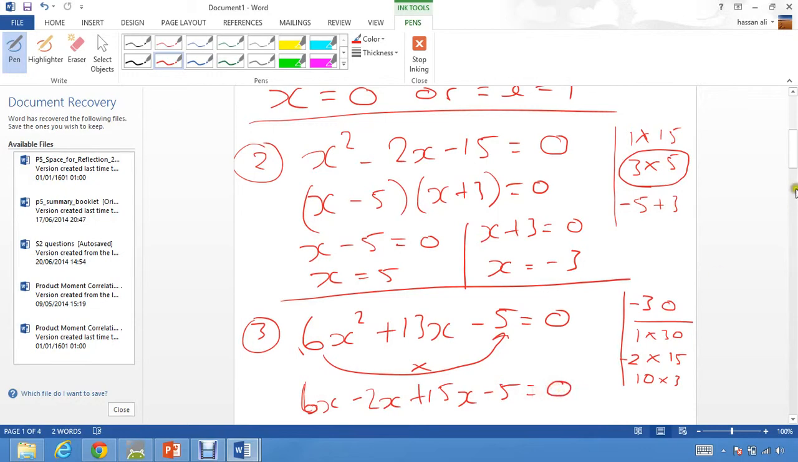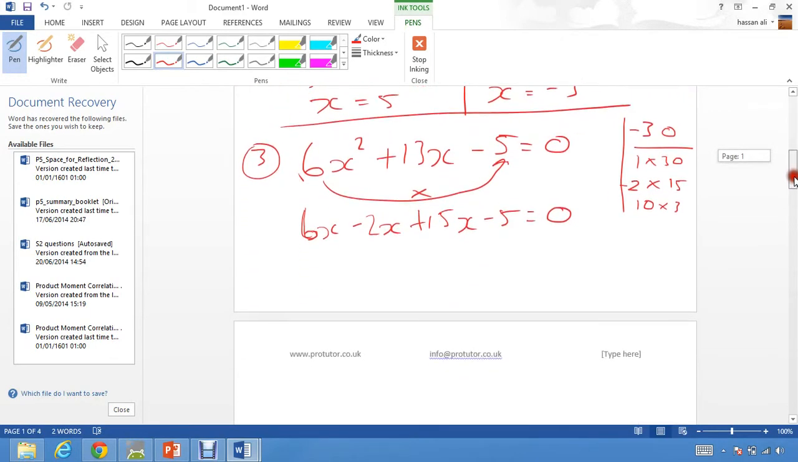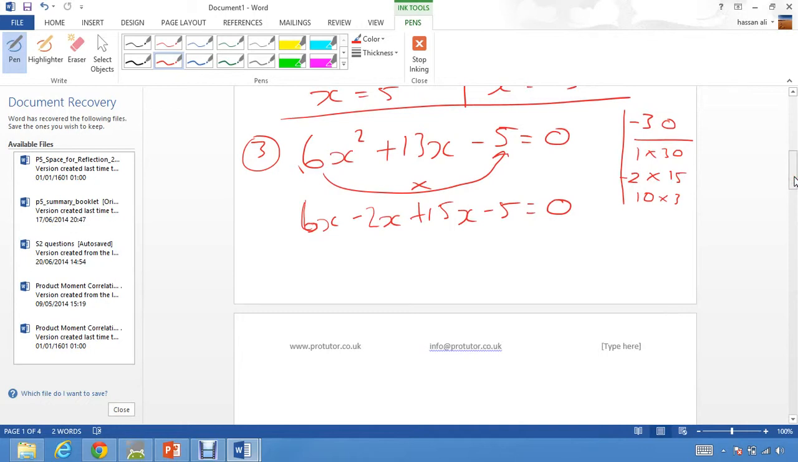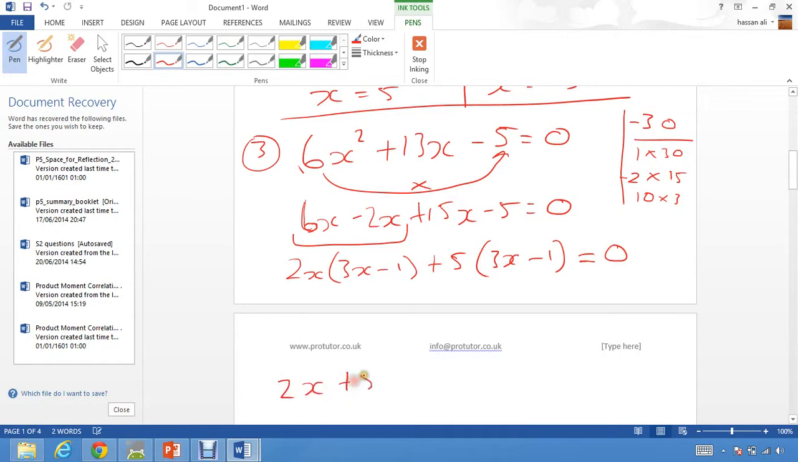Now it doesn't matter. The reason why I did it this way is that I know I have to factorize these pairs, so it's going to be easier if I do 6 and 2. So what's common? 2x, 3x minus 1, because minus 1 times 2x will give me minus 2x. Plus 5, 3x minus 1. Key thing to remember here, the things inside your brackets have to be the same. So your final answer now will be 2x plus 5 is equal to 0, or 3x minus 1 is equal to 0.